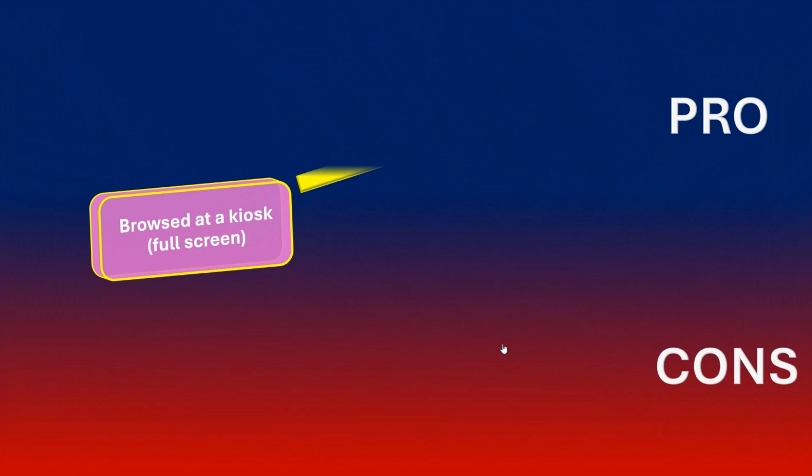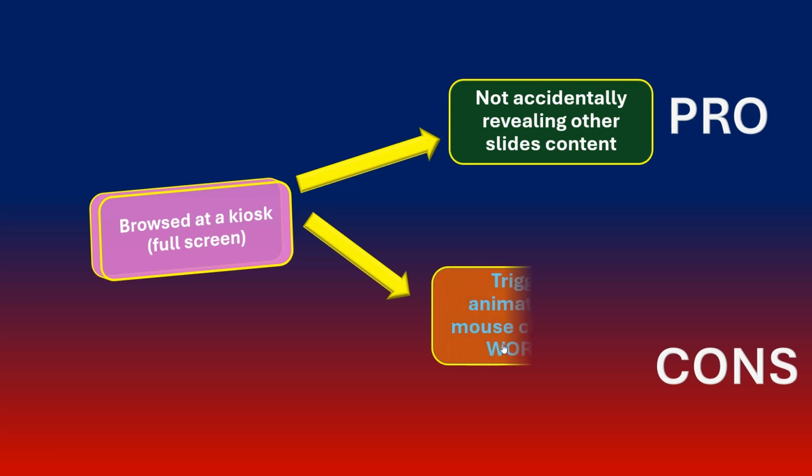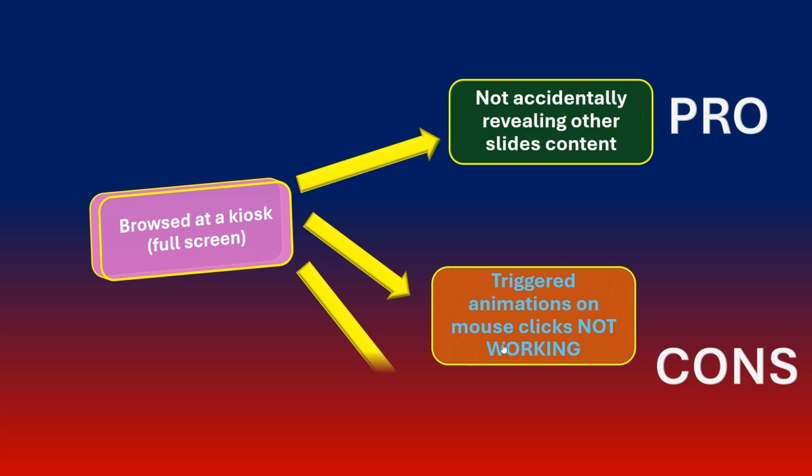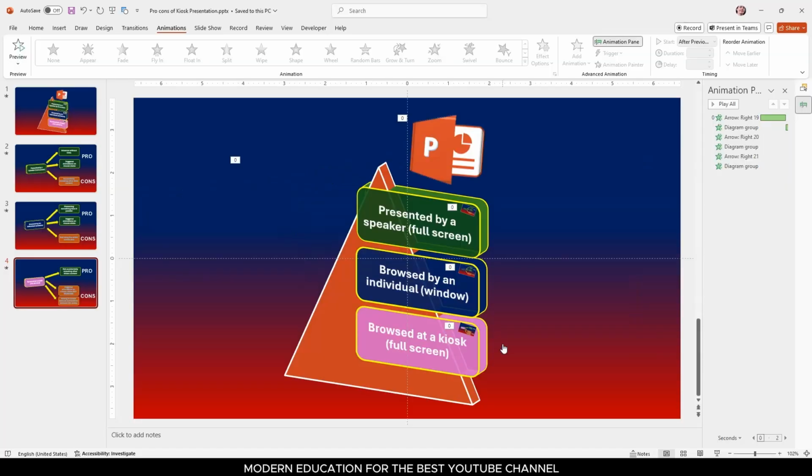Browsed at a kiosk has the main advantage that you can't accidentally reveal other slide content, but it comes with 2 main cons. One is that animations triggered on mouse click won't work anymore, and the second is that you will have to manually create connections between the slides, otherwise you won't be in a position to access the other slides in full presentation mode.